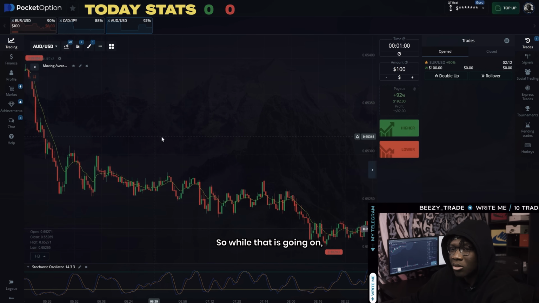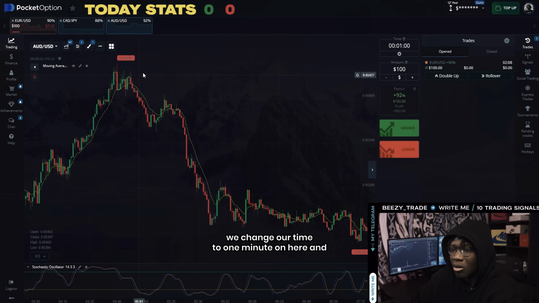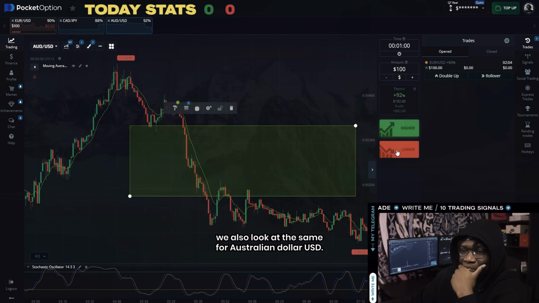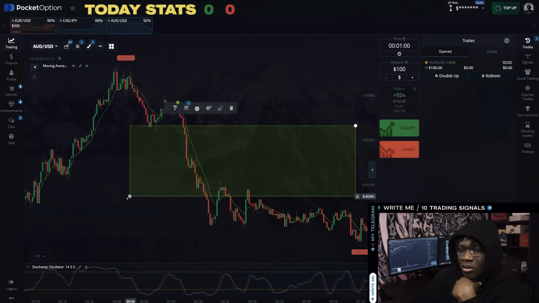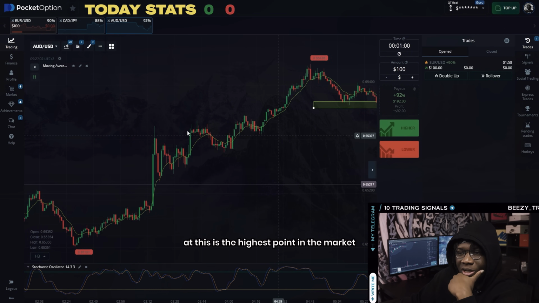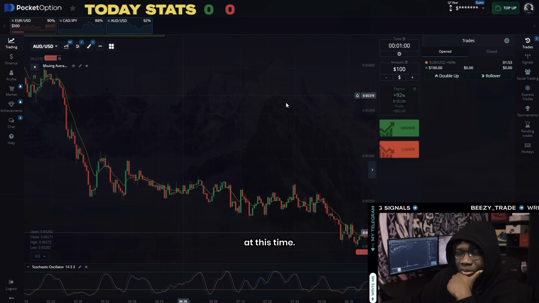So while that is going on, we'll change our time to 1 minute on here, and we also look at the same form, Australian dollar USD. So right here, we're looking at this probably the highest point in the market at this time.